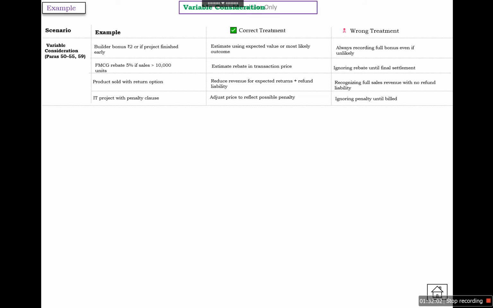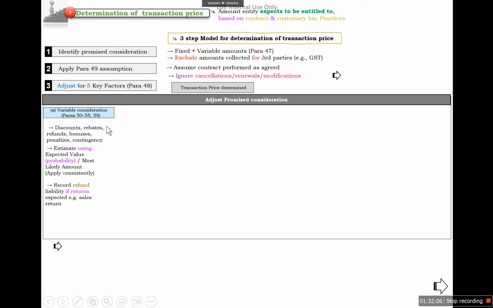Next, we have discussed the variable consideration. Next is the constraint on the variable consideration. For example, we need to include only highly probable amounts where there is no chance of reversal. If there are chances of significant reversal, then we should not recognize the revenue.